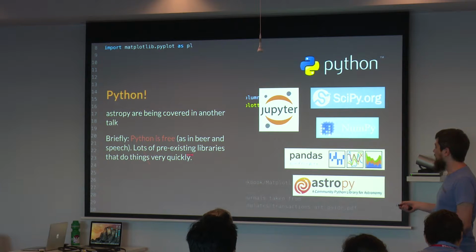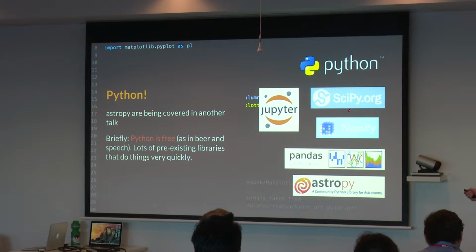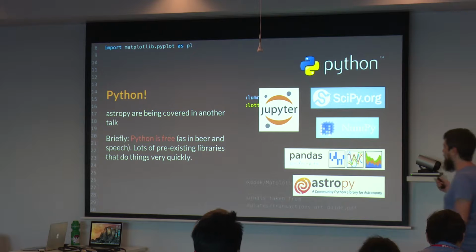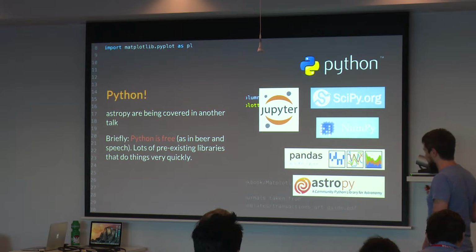And there are lots of pre-existing libraries that do things very quickly. Stuff like SciPy and NumPy, lots of the functionality is actually written in Fortran and C, very quick. People have spent a lot of time making things run quickly.